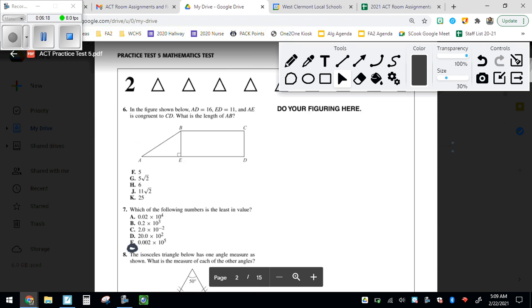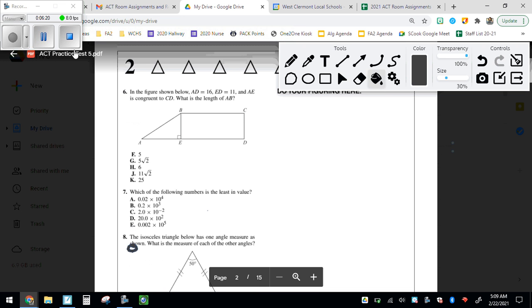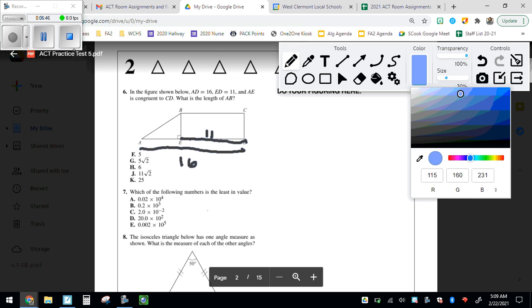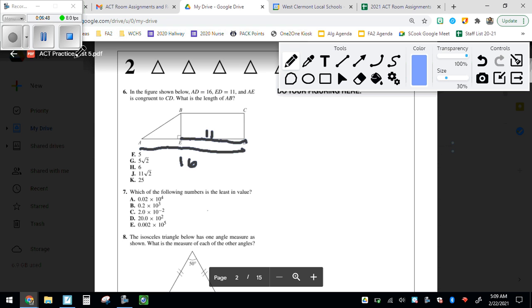All right, so let's go on to page 2 where we start getting into some geometry here. Now, the ACT loves to draw pictures, so it would help to label it. AD is 16, so this whole thing right here is 16. ED is 11. Let me pause real fast here. If the whole thing is 16 and this bit of it is 11, then I know that this bit of it must be 5, because 11 plus 5 would get me the total of 16.